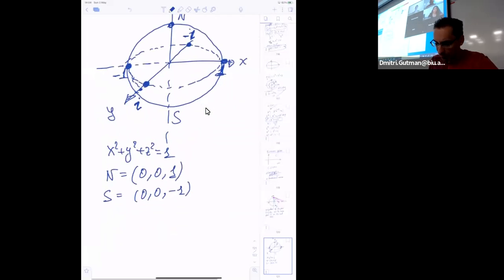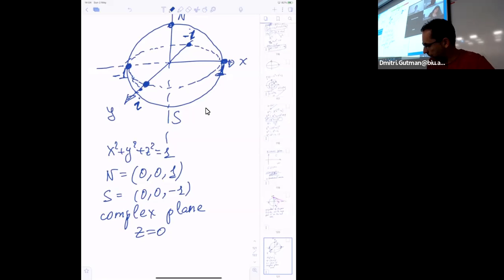And the complex plane lies in the plane z equals 0. This is the complex plane. So the cross section of the unit sphere with the complex plane will be x squared plus y squared plus z squared, which is 0, is equal to 1. This is geometrically a description of the unit circle.